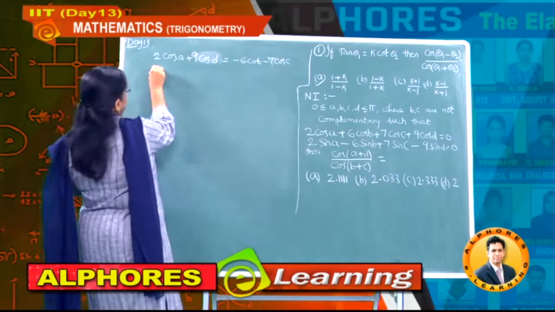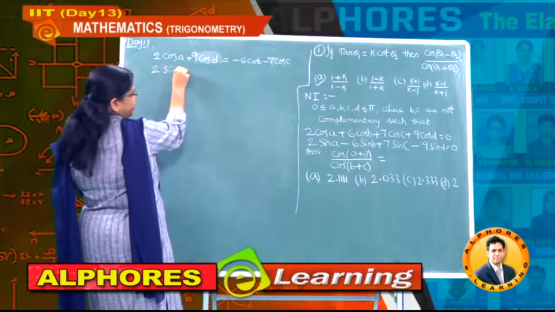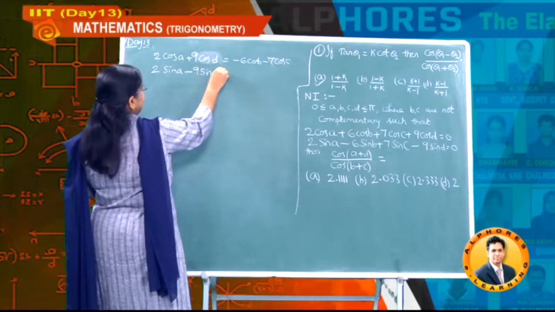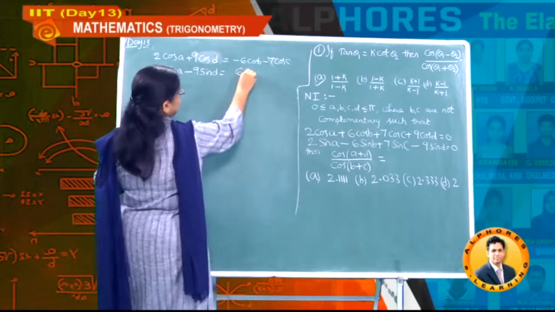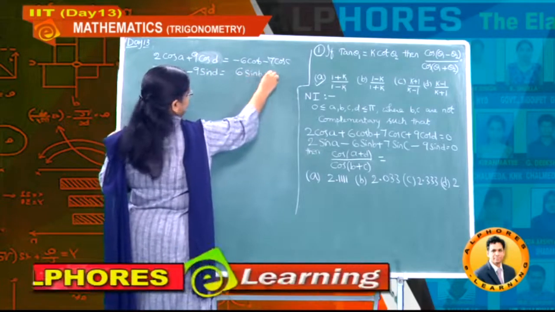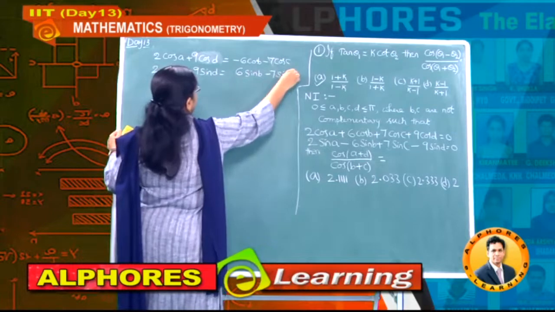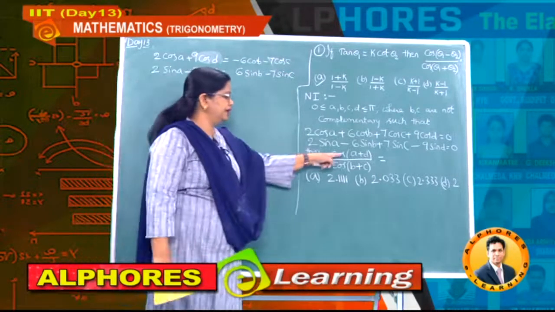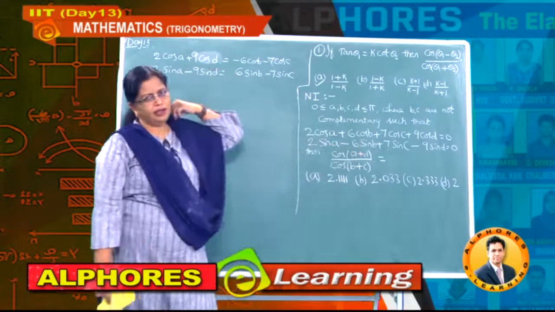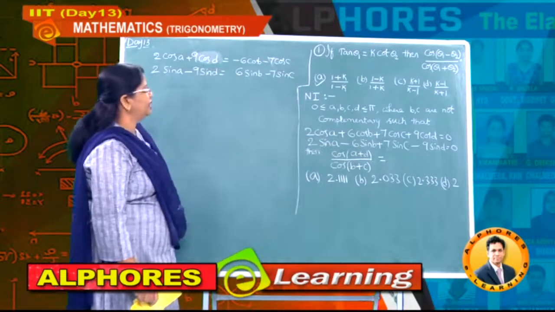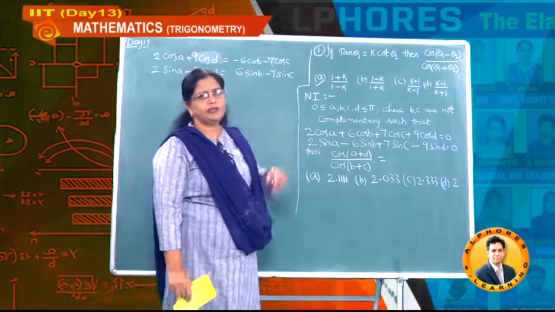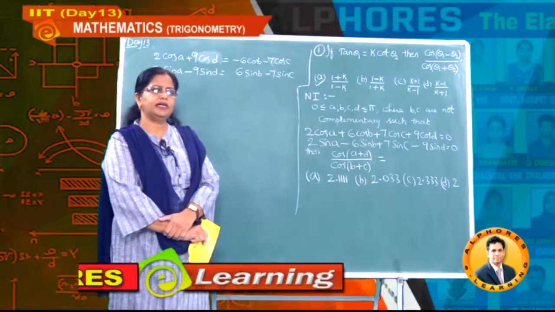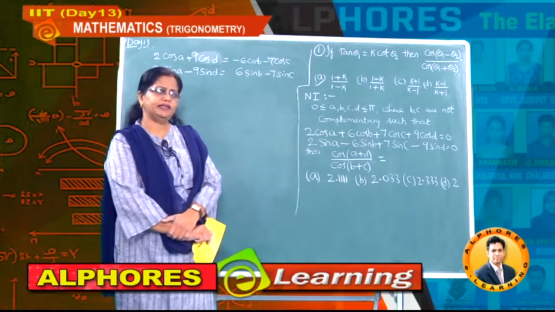Then here 2 sin A, after that we have minus 9 sin D, and this is equal to this side 6 sin B, and next value minus 7 sin C. So students, what we have done in the beginning step, this is the way: AD one side, BC another side. Now I have to get cos of A plus D. What is the formula for cos A plus D? Cos A cos D minus sin A sin D.